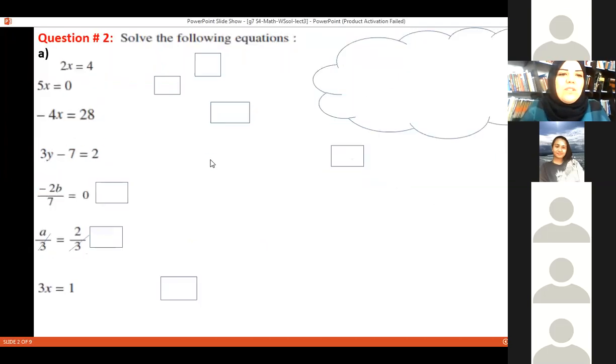In question number 2, what do we have? We need to solve. What's the meaning of the word solve? What do I mean when I say solve? Yes, Kareem? To find the value of x. Very good, Kareem. Excellent. So we have an equation and we need to find the value of x. How can I do it?